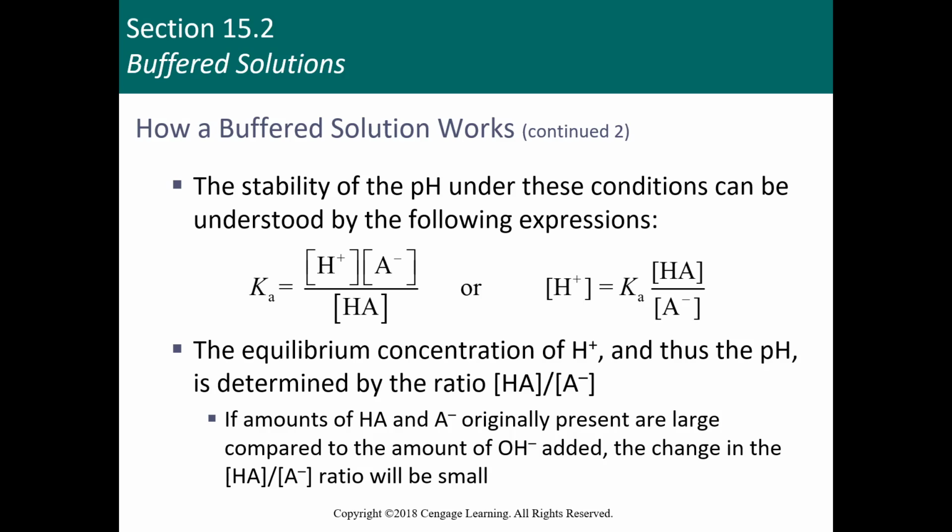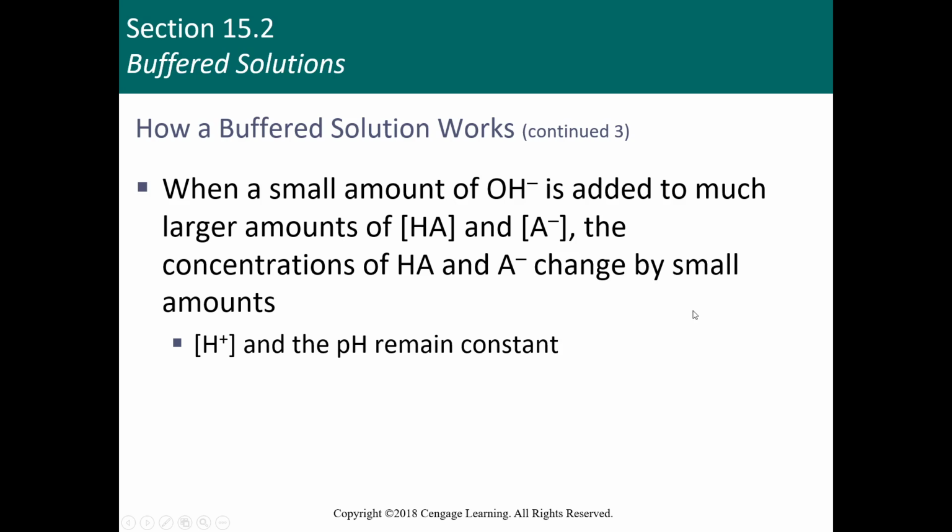Okay, so we have now defined this H plus concentration based on a constant and a ratio of the HA versus the A minus. So whenever we add an OH minus concentration, whenever we add a base to a buffer system, the change in that HA versus A minus ratio will be fairly small because you're changing this ratio here rather than just a singular number. So when a small amount of OH minus is added to much larger amounts of the HA and A minus, your concentrations of HA and A minus will change by small amounts, and that means your pH will stay nearly constant.